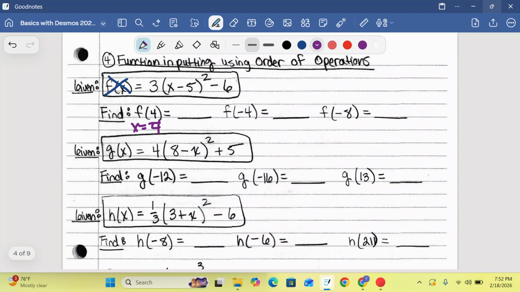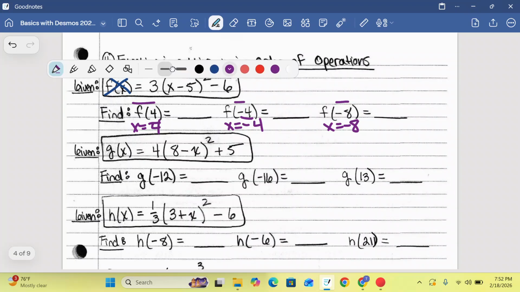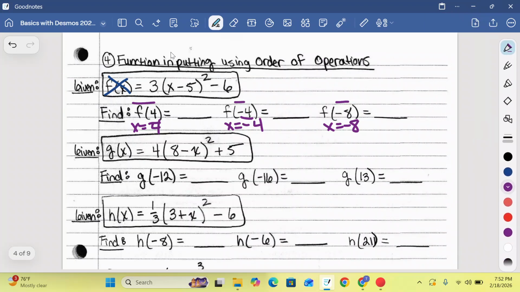And then if I look at the next one, well, f of negative 4, x is negative 4. And x is negative 8. This is all the work that we have to understand. So what we're going to do is we're going to input it into this equation right here. I'm going to move this out of the way. And I'm going to look at the x. So in this function where I evaluate 4, all I'm going to put in place of x, I'm going to put 4. Here on this function, x is negative 4. I'm going to put in place of x, negative 4. And in place of x, I'm going to put negative 8.